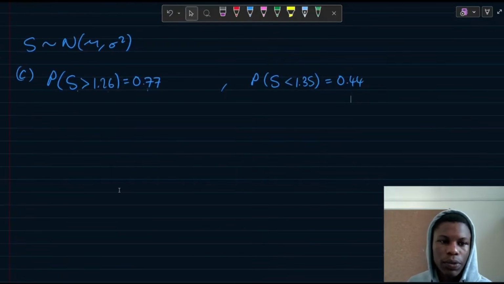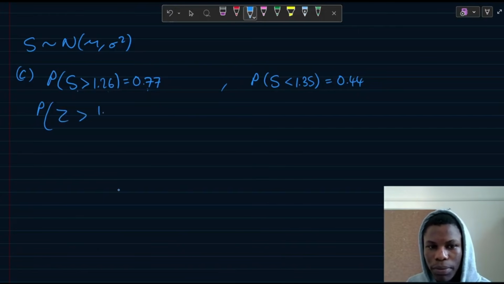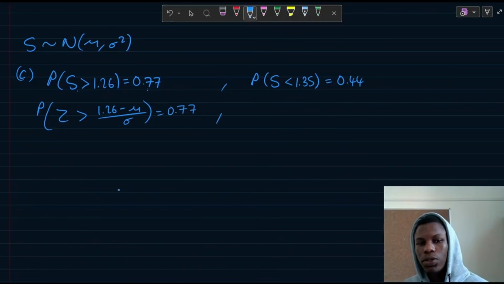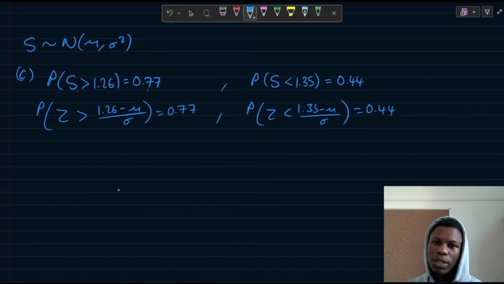And so here, what we want to do is standardize this. So if I standardize S, I get Z, and that's 1.26 minus our mean over our sigma. This is still equal to 0.77. And you do the same here, so that Z is less than 1.35 minus mu over sigma is equal to 0.44. The idea would be to eventually simplify these two equations until we end up with two equations in terms of mu and sigma, and we can solve those two equations simultaneously. So for now, I'm going to work on this first equation here.